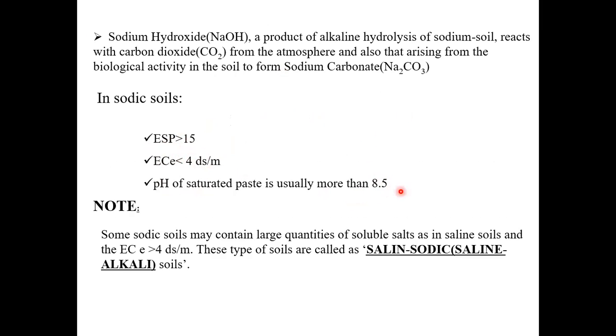So students, some sodic soils may also contain a large quantity of soluble saline salts, and the EC will be higher. Sometimes you can see both problems in one soil. Those are called saline-sodic soils or saline-alkali soils. If both the saline and sodic problems are there, then your EC will be more than 4 and your pH will also be more than 8.5.